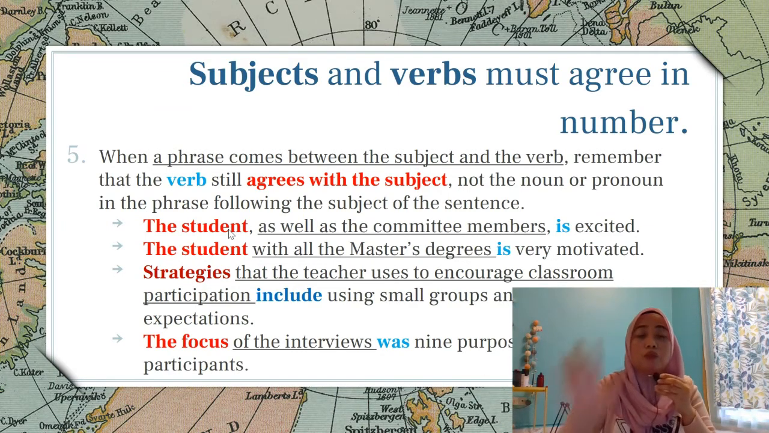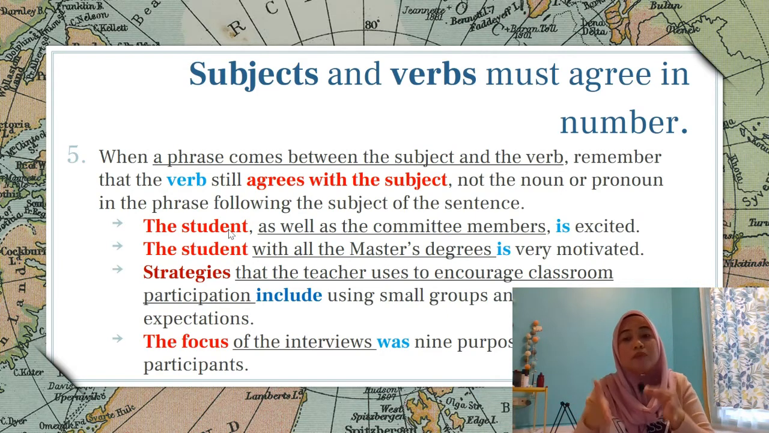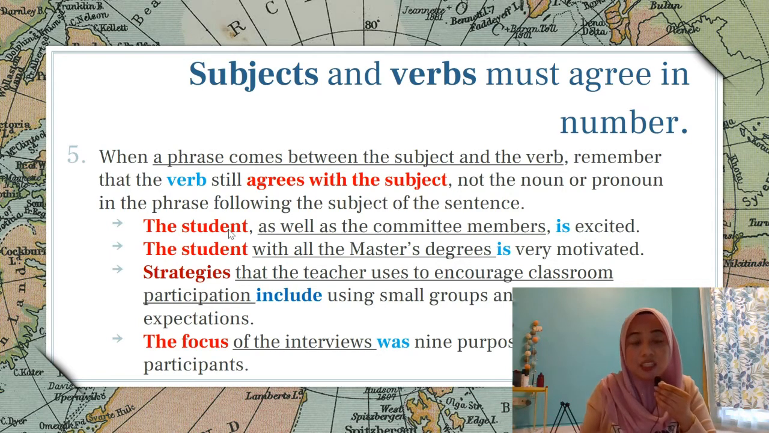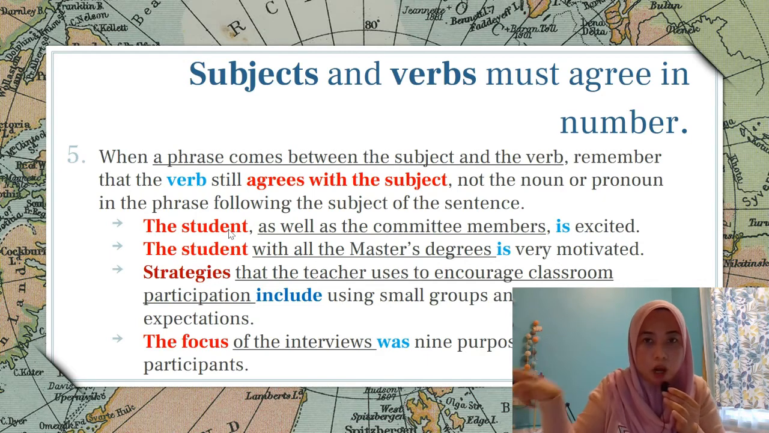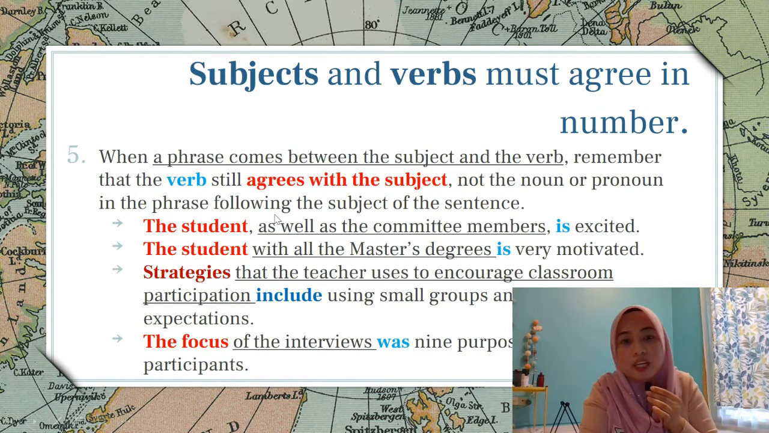Moving on now, rule number five: when a phrase comes in between the subject and verb. Now when we say phrase, it means that it is a string of words. It's more than one word. For example, just now I thought you guys subject, verb, object, and idea, am I right? So let's observe the first sentence over here.